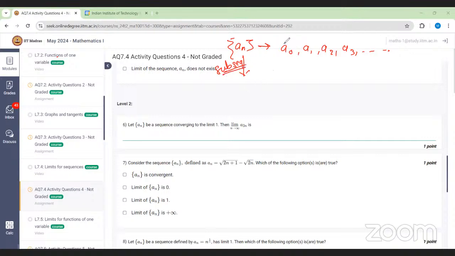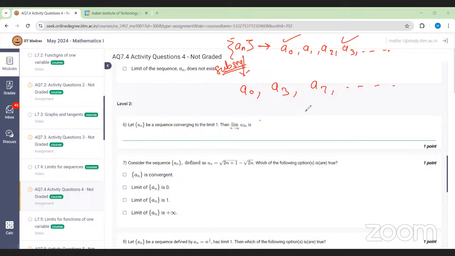Suppose I take the first term A0, the second term to be A3, the third term to be A7, and so on. But one constraint is that you cannot repeat a term, and you cannot take a term which is earlier than the previous one. That means if I take A3, I can select all the terms in front of A3, like A4, A5, A6, but I cannot select A2. So this type of extraction is known as a subsequence. A subsequence is nothing but listing out some elements from our sequence. It could be any element.